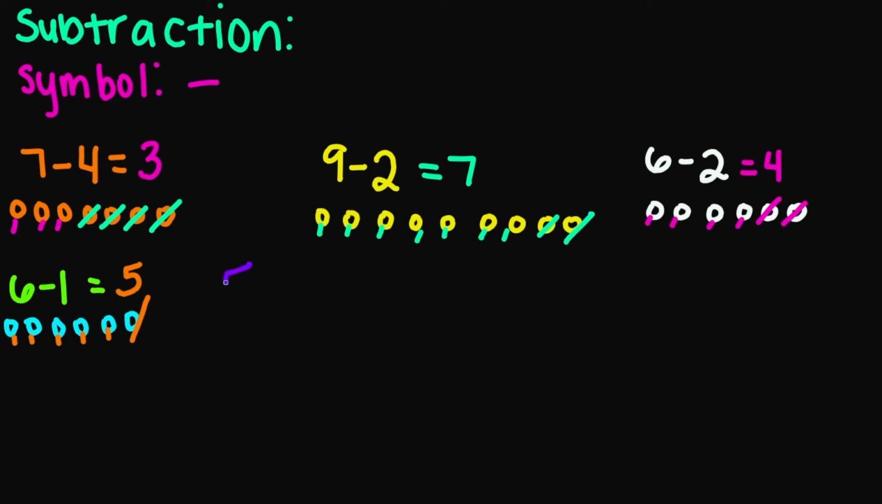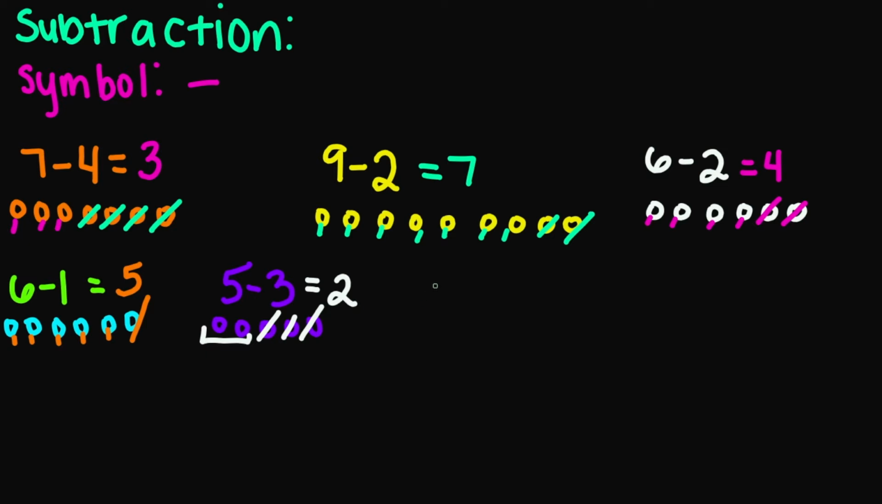What about 5 minus 3? What is 5 minus 3? So this means that I have 5 marbles. 1, 2, 3, 4, 5. I'm removing 3 marbles that are already here. Removing them. 1, 2, 3. I'm subtracting. So I have 2 marbles left. So 5 minus 3 equals 2.